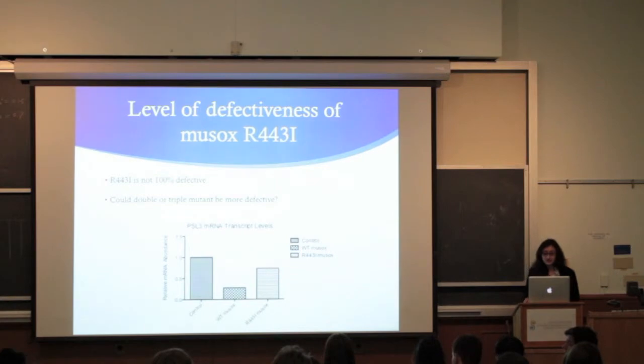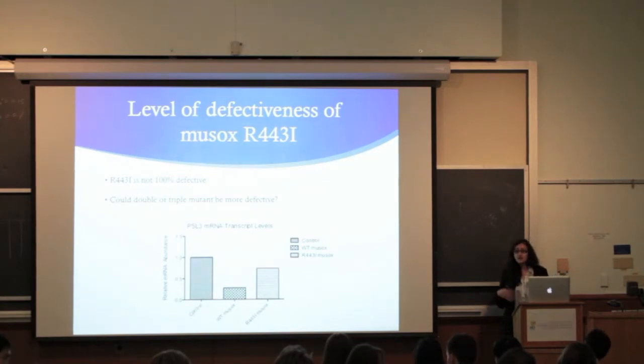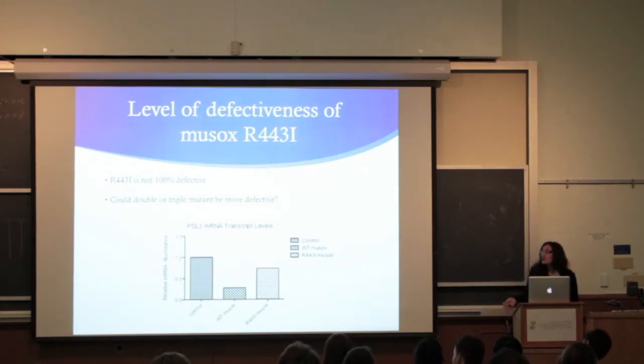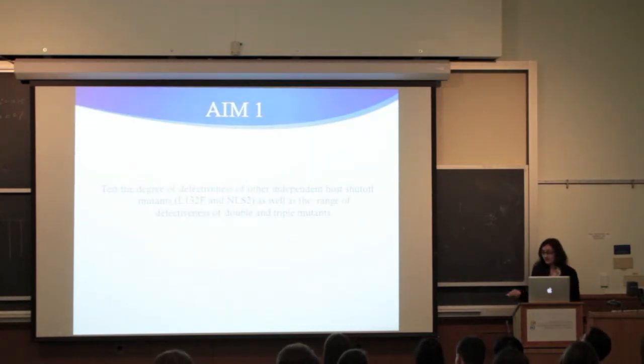Which leads me to think: is it possible that if we introduce more than one mutation onto muSOX at the same time, and create a double mutant or a triple mutant, we would see a greater range of defectiveness? So that leads to my first question, which would be to test the degree of defectiveness of the independent host shutoff mutants, namely L132F and NLS2, as well as compare the range of defectiveness with double and triple mutants.